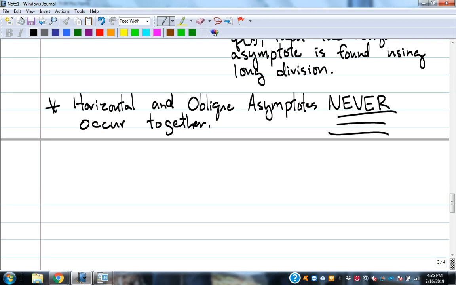Okay. So what we're going to do is take some rational expressions, some examples, and find the domain, the vertical asymptotes, the horizontal or obliques, if they have either of those, for the problem. We're going to find all of those that we can. Okay. So let's do that.